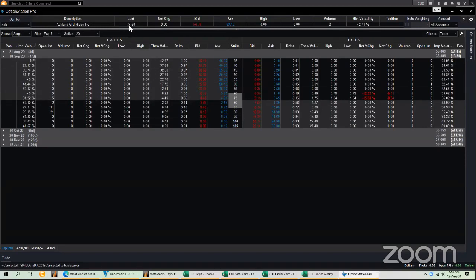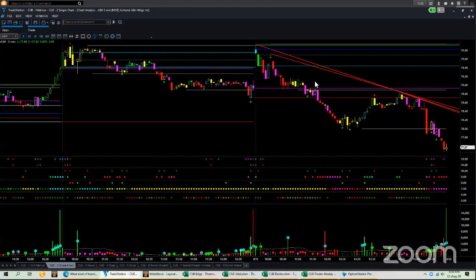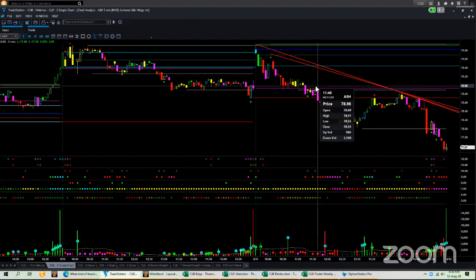Currently price is 77.60. Let's look at the chart. When I was going to short it using verticals, it was at almost 79, 78.97, 79. Let's say 79.